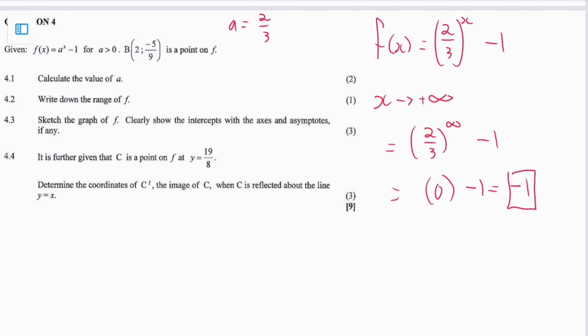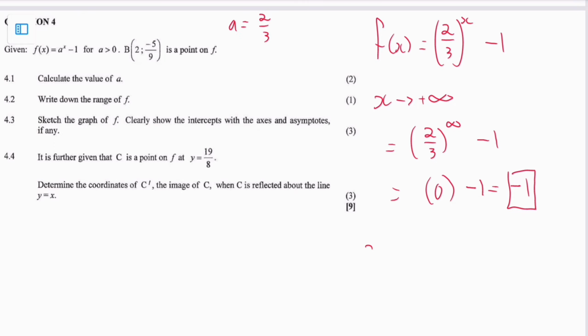So if we take the largest possible x value we could think of for f of x, we still wouldn't be able to make it less than negative 1, right? And also it would decrease, and then basically approach negative 1 but never touch negative 1.